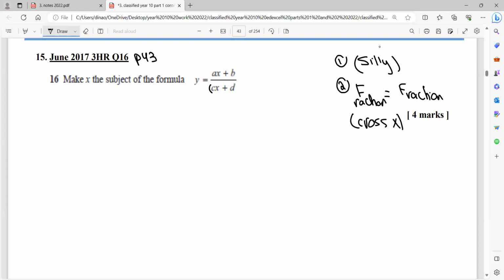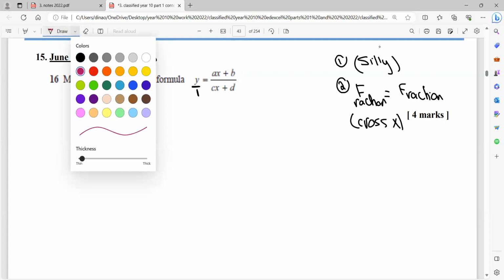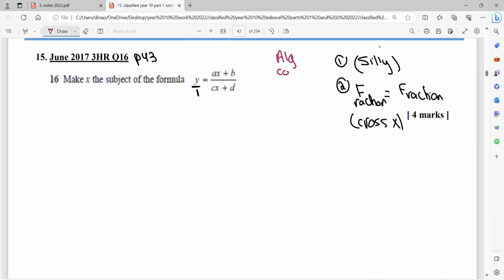You might say to me, miss, in this question there's no fraction on the left hand side. Actually, yes. Anything over 1 could be written as a fraction. So what are the algebra concepts that I want you to remember whenever you are dealing with any algebraic questions? First, as we said, put brackets to avoid silly mistakes. And then when you have two fractions and an equal sign in between, remember that your first step will always and forever be cross multiplication.